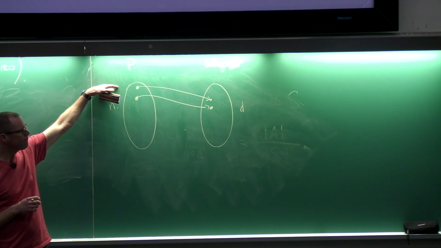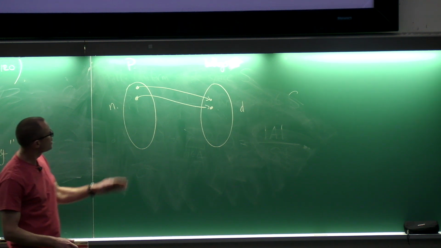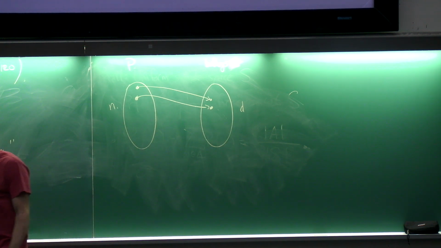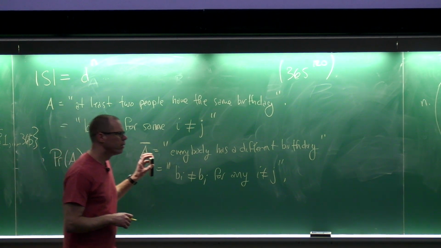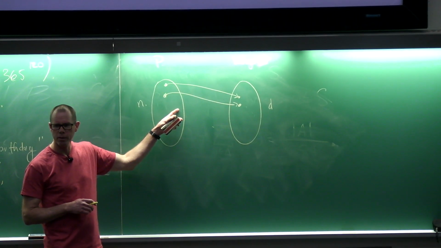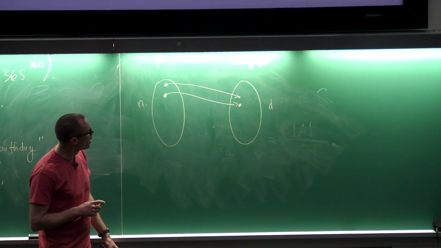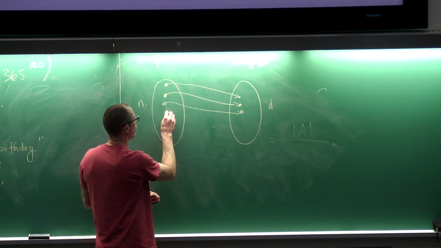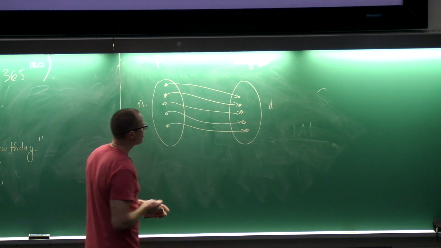All possible functions. This thing here is the total number of functions from this set of size n onto this set of size d. Now, if I'm looking at this event A bar, which says no 2 people have the same birthday, what kind of function is that going to give me? If no 2 people have the same birthday, then the picture is really going to look like this. Every person over here gets a different birthday on the right-hand side. So this is a one-to-one function.